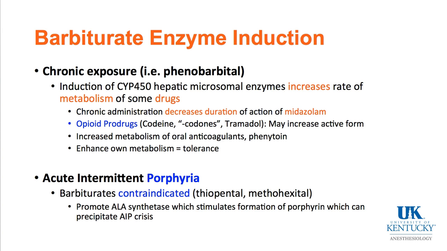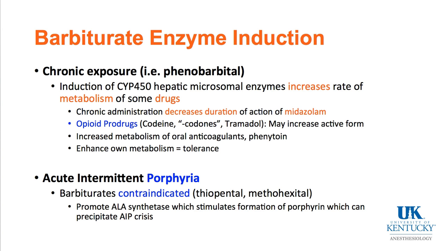Also, the opioid prodrugs that we talked about previously: codeine, which must be converted to morphine, hydrocodone to hydromorphone, and tramadol to M1 by the CYP2D6 system. If you actually had revving up of these enzymes, you may increase the active form of these drugs and have more of an opioid effect.